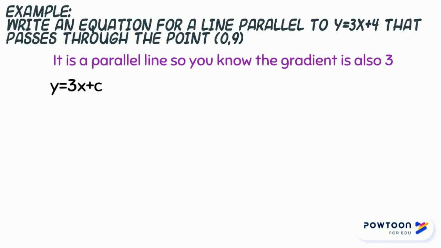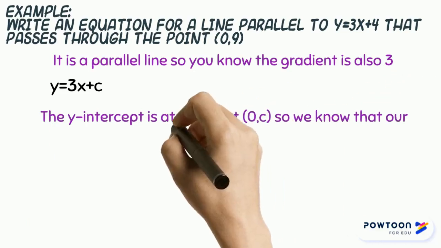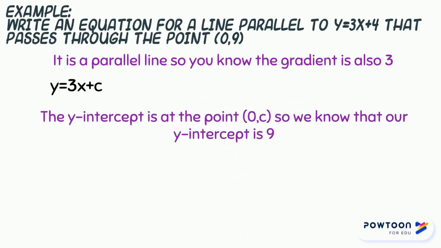The c value comes from our y-intercept, which is where x equals 0. Now we're given the point where x is 0 and y is 9. So that means our y-intercept is just 9. So that means our final answer is y equals 3x plus 9.